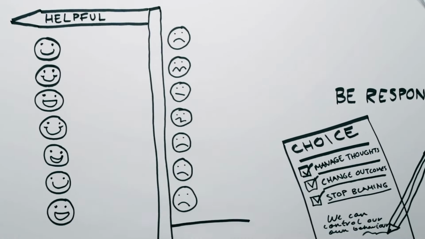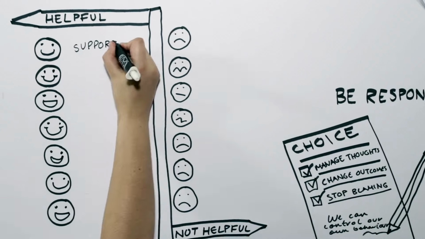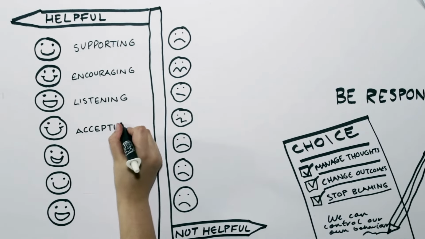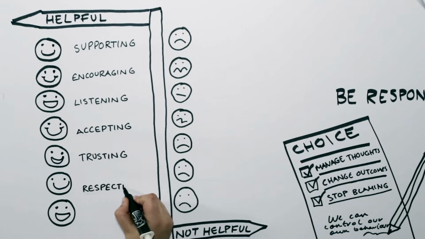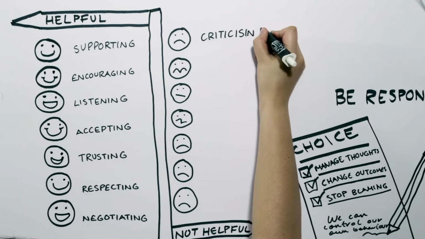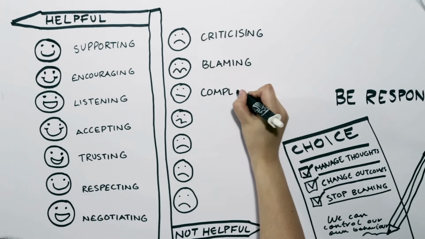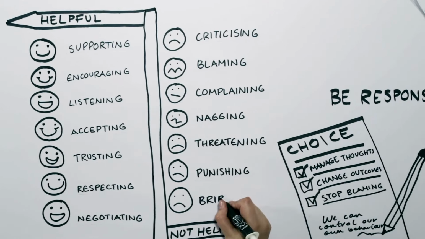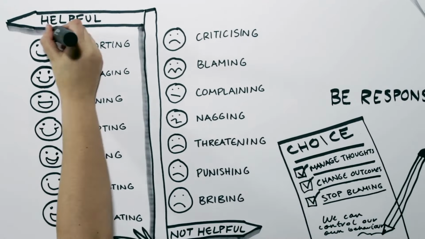Some behaviors he's identified as helpful or not helpful in getting closer to what we want are connecting habits, which are supporting, encouraging, listening, accepting, trusting, respecting, negotiating differences. The disconnecting habits: criticizing, blaming, complaining, nagging, threatening, punishing, bribing, or rewarding to control.